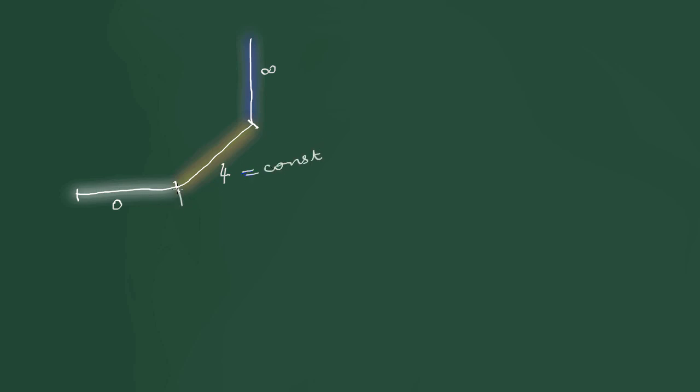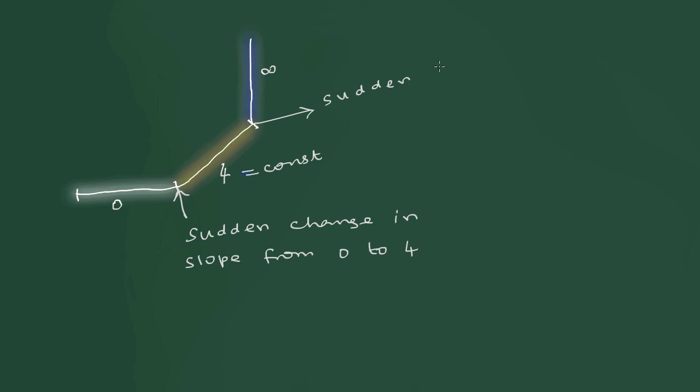Now the question comes, what will happen here? So here there is an abrupt sudden change. Sudden change in slope from 0 to 4. That is at this point. Similarly, at this point, what happens? You can easily say that there is a sudden change in slope from 4 to infinity.